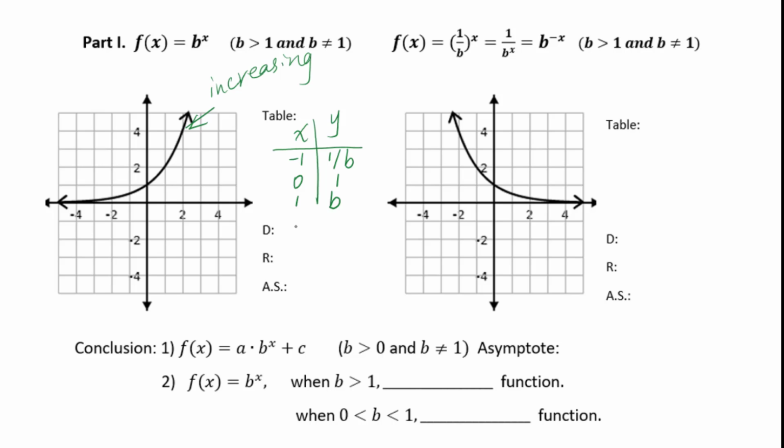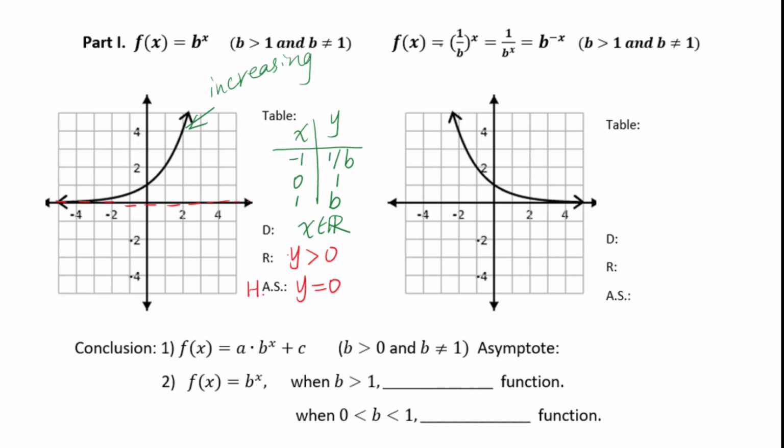For the domain, x is all real numbers. The range is y greater than 0. There is a horizontal asymptote line here. Y equals 0 is a horizontal asymptote line.